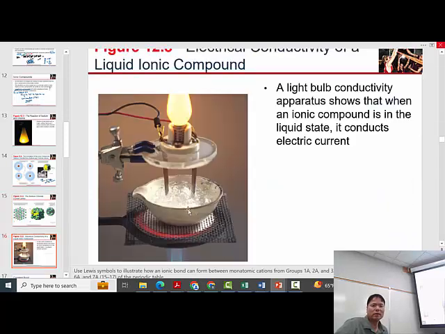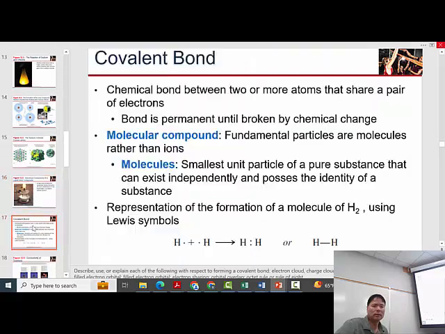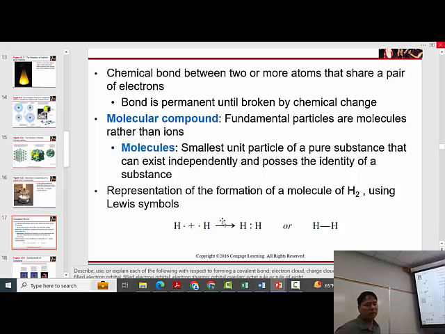Here's some molten salt. That's probably molten potassium chlorate there. It's liquid salt. Now, ionic bonds work great for ions, but sometimes we don't form ions.